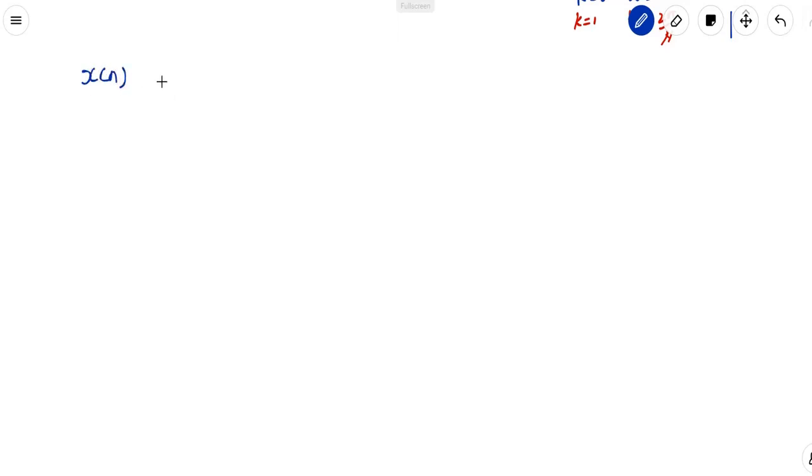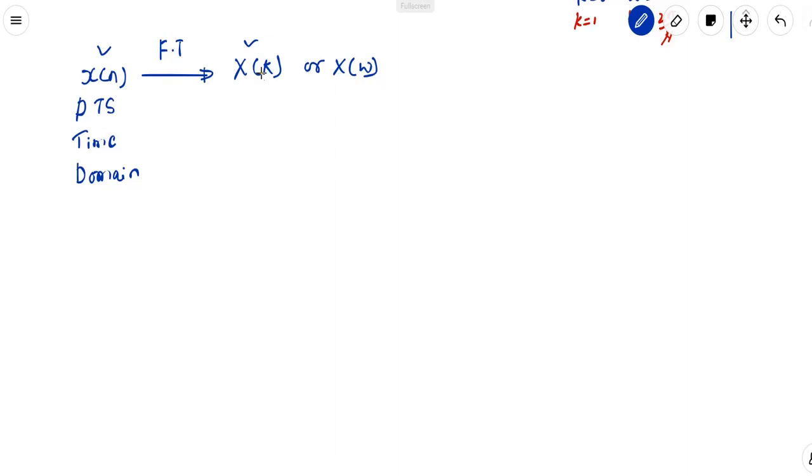Now we take the Fourier transform of this x of n. If we take the Fourier transform of this signal, the resultant signal will be in the frequency domain, and we represent it as x of k, or even as x of omega. So x of n is your discrete time signal, which is in the time domain. If we take the Fourier transform of this signal, we get x of k, which is in the frequency domain.